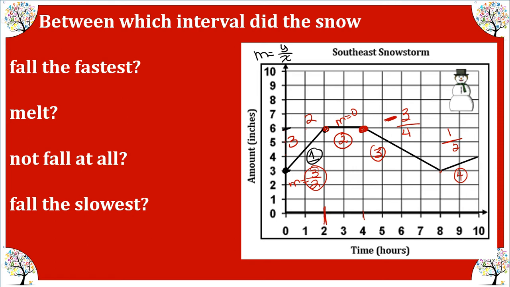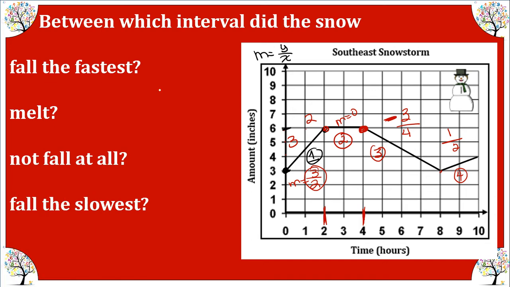That would be between hour 2 and hour 4. And then when did it fall the slowest? That would be 1/2, which is smaller than 3/4. And of course, it's smaller than 1.5 or 3/2.